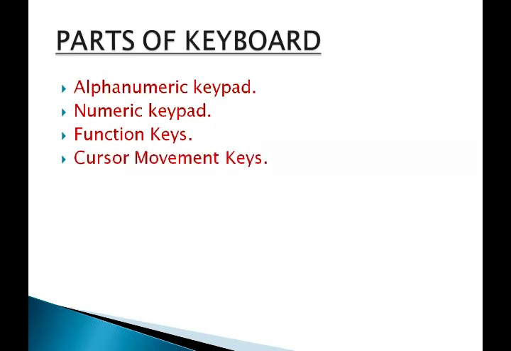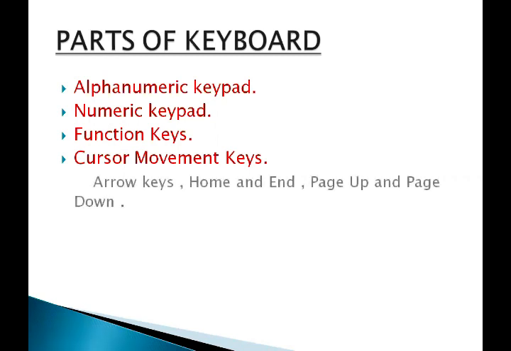Number four is cursor movement keys. A blinking mark on the computer screen is called the cursor, where the key you press will display the particular character, digits, or special characters. Number one is arrow keys. There are four arrow keys: left arrow key, right arrow key, up arrow key, down arrow key. These are used to move the cursor one place to the left, right, up, and down.